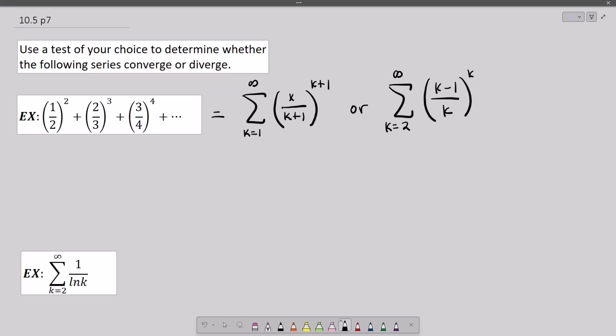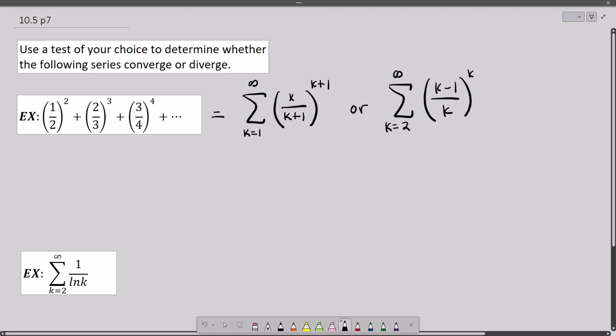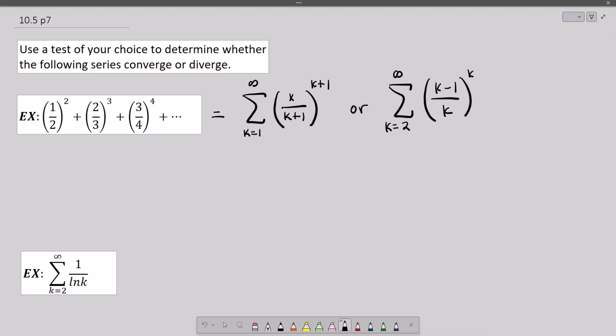What is the very first thing we should at least consider when we're looking at an infinite series? The divergence test. So the divergence test, we should be thinking, do the a sub k's go to 0? If the a sub k's don't go to 0, we know it diverges. And we've seen a lot of things in this form over the semester. What is the limit of this as k goes to infinity?